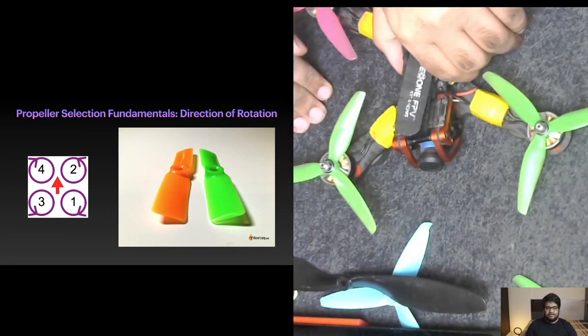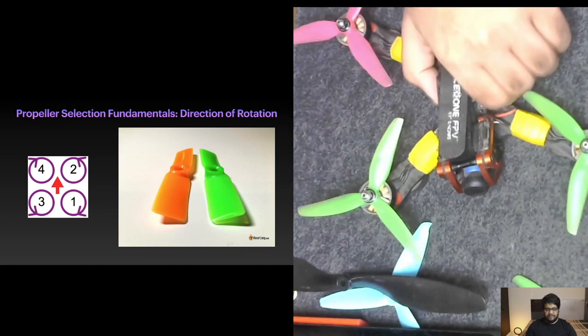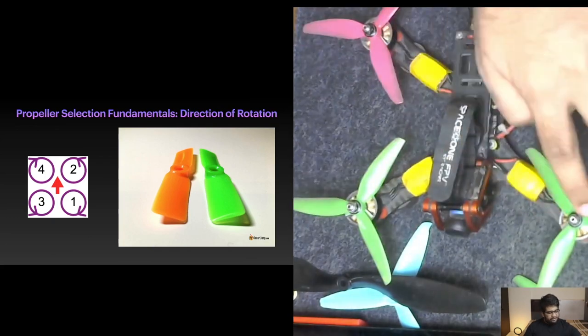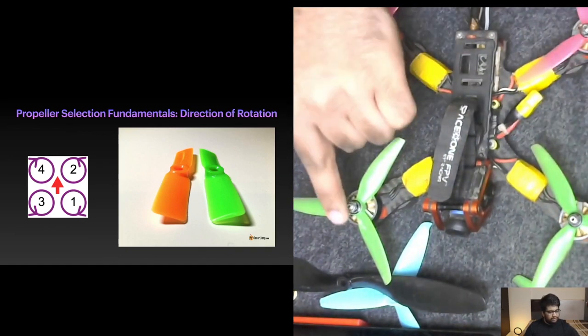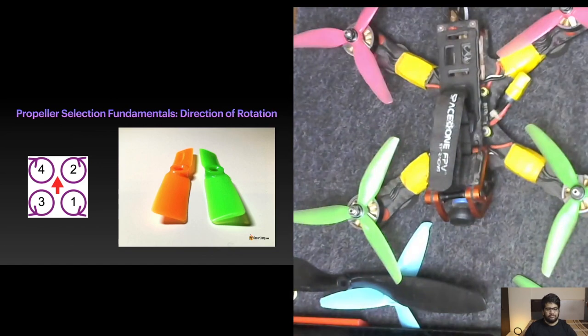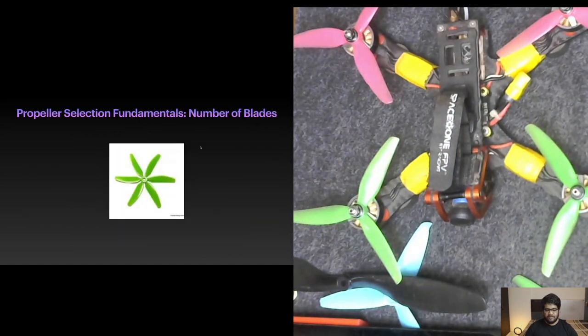So this is another category of propellers, the direction. So in a quadcopter, in a drone, again, when I say drone, please think about quadcopter. You need two clockwise propellers. So here I have two clockwise propellers and you have two anti-clockwise propellers. So you cannot just keep one type of propeller in every drone. So keep that in mind.